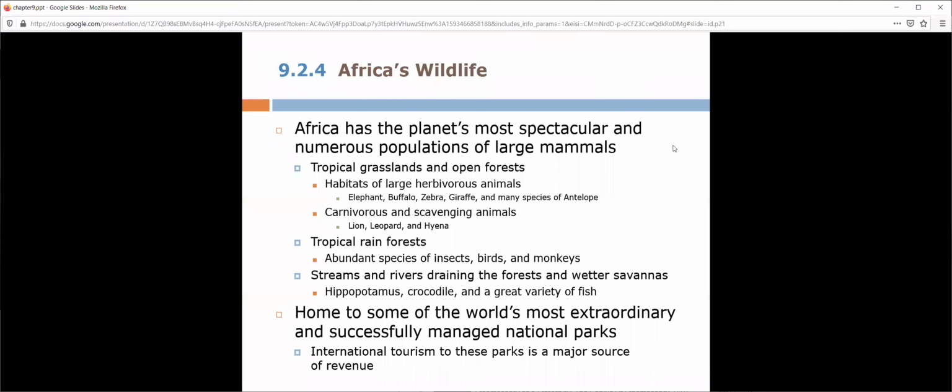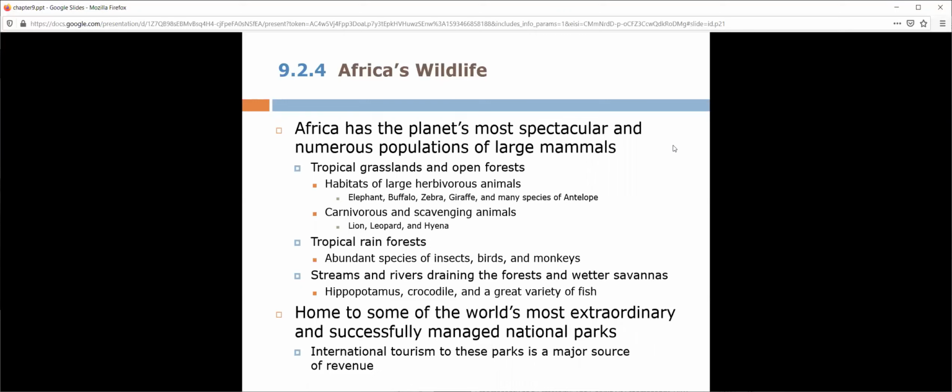The wildlife, the African wildlife, right? Africa has some of the most spectacular and numerous populations of very large animals. Think your elk, think your antelope, your lions, your elephants, your giraffes, etc. A lot of these large populations are in your tropical grasslands and open forests. Again, picture Lion King here, right? Lots of large scavenger animals as well as large herbivores.